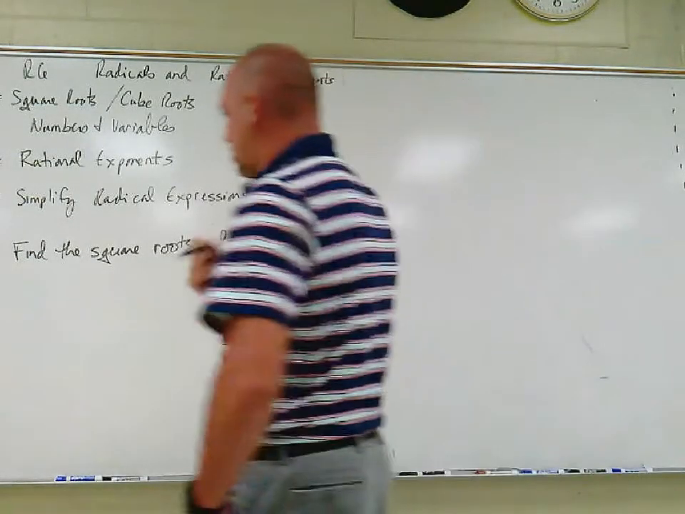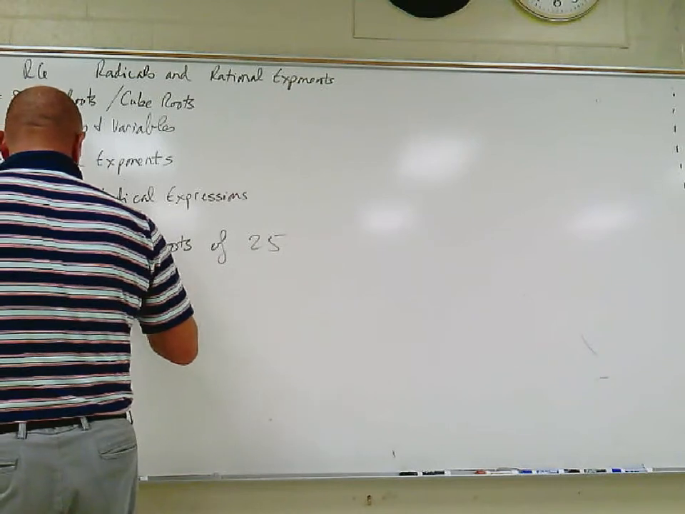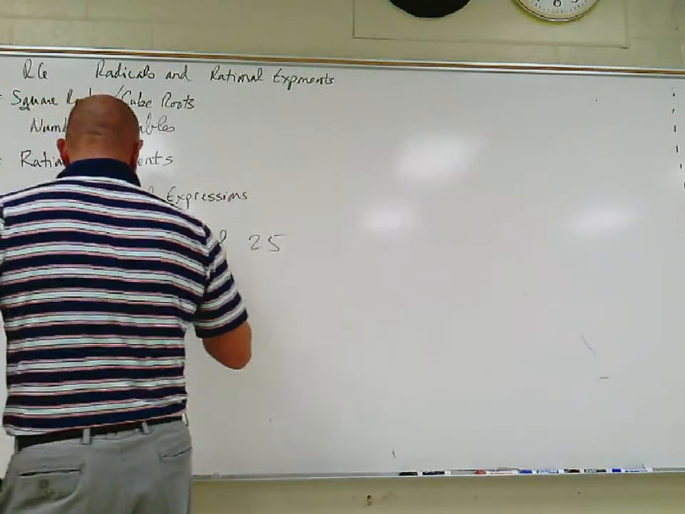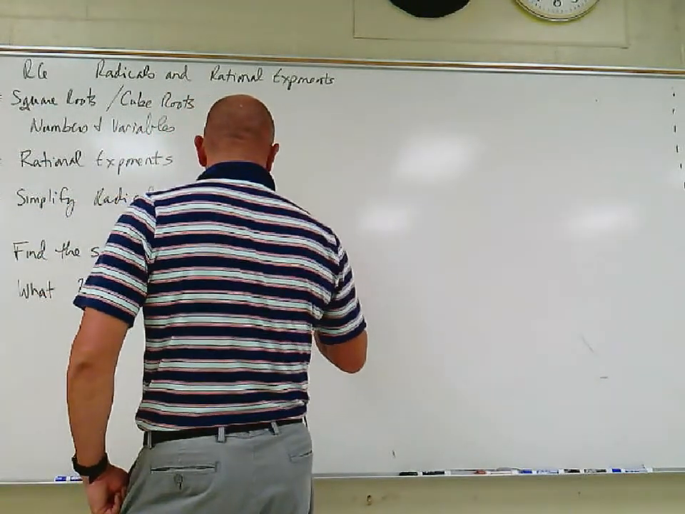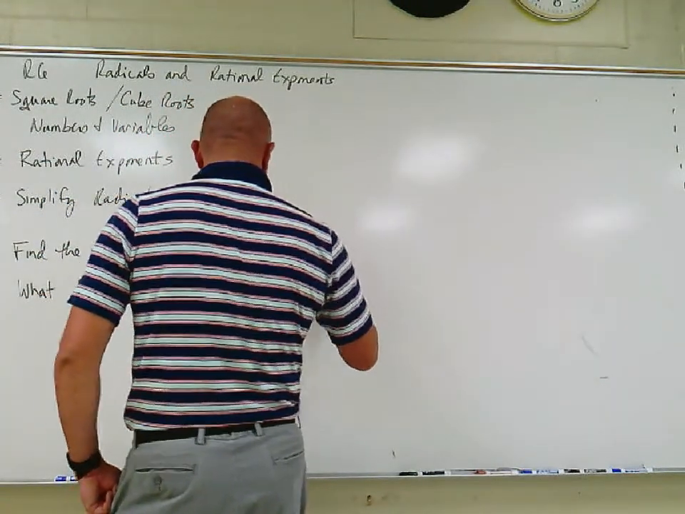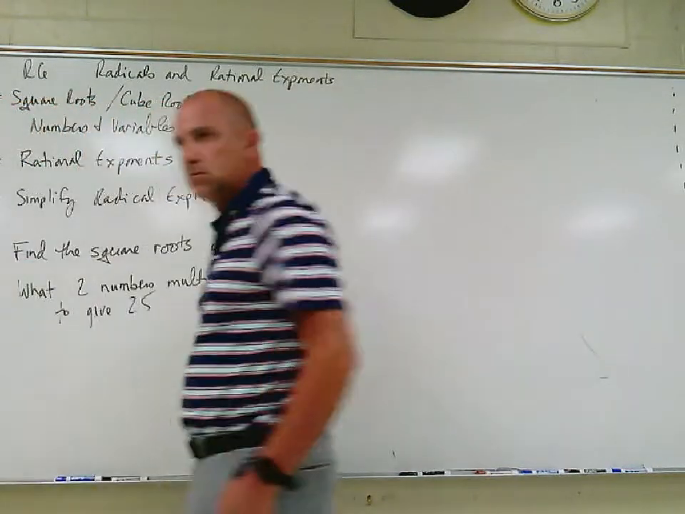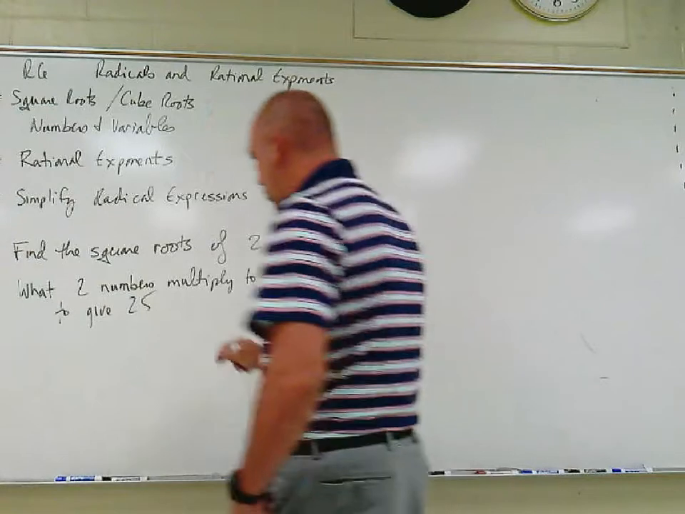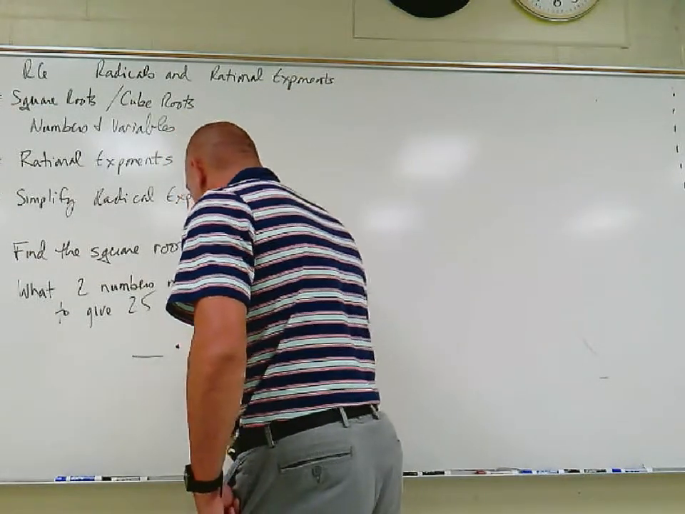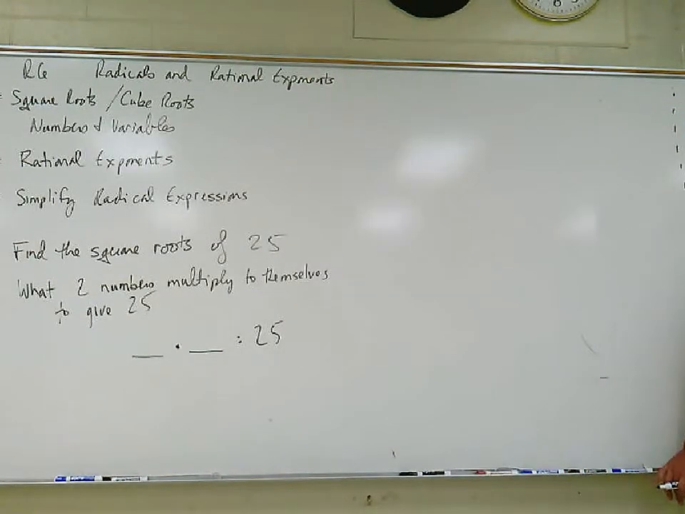It's being asked, what two numbers multiply to themselves to give 25? There's two answers. There are two numbers out there that if you multiply them by themselves, you get 25. So it's asking for what times what equals 25. Okay? That's the question it's asking.